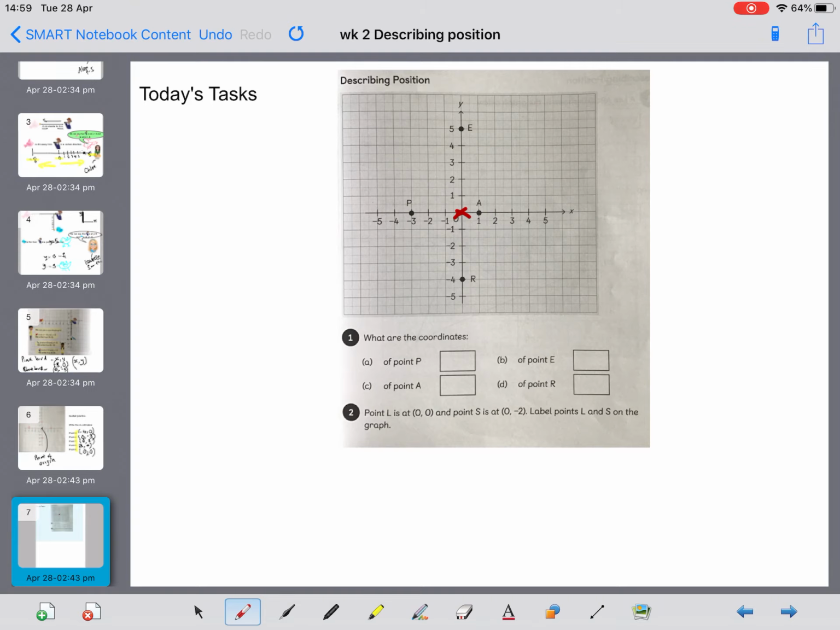And then the second one, S, here, is 0, -2. So we need 0 across, and that just stays on the line, because we're not going there or there, we're just staying at 0. And then we're going to -2, which is there. That one's L, and that one's S. 0, -2.